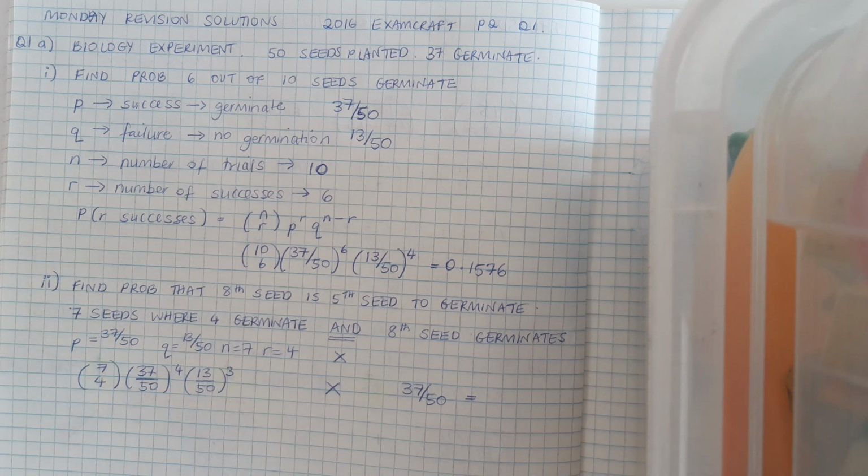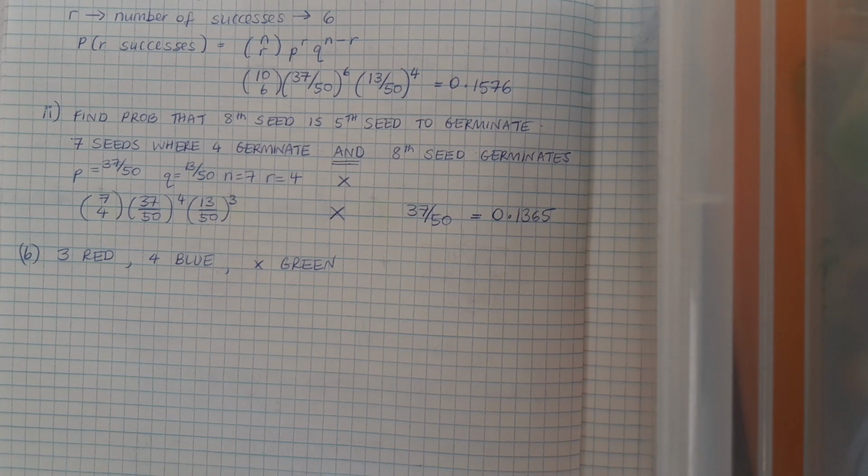And we put it all into the calculator and get a result of 0.1365. And again, just note the number of decimal places that you need to round it off to. And so on to part B.